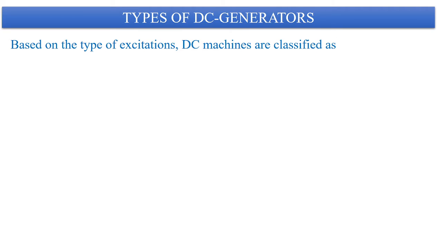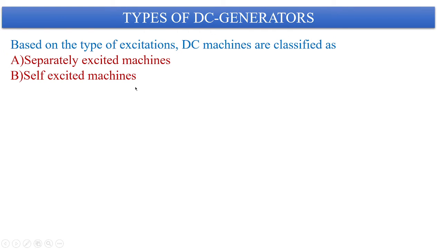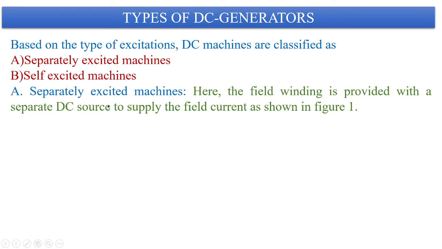On the types of DC generators, based upon the type of excitation, DC machines are classified as separately excited machines and self-excited machines. Whether it is a motor or generator, this is a broad way of classifying DC machines. In a separately excited machine, the field winding is provided with a separate DC source to supply the field current, as shown in figure 1.